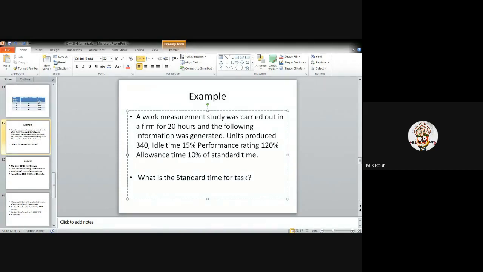You can tell what is the actual time required in this particular problem statement. 1200 minutes. Exactly, 20 hours into 60 minutes, that is 1200 minutes. Then calculate the idle time at the rate of 15%. So it's 180 minutes. Correct.